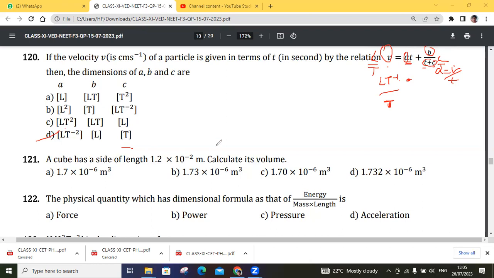121. A cube has a side of length 1.2. Calculate its volume. So volume is equal to length cube. 1.2 cube is 1.728. Here you have to apply significant figures. 10 power minus 6 meter cube will come. But this is 1.2 whole cube, so 1.2 is multiplied 3 times. So it should be 2 significant figures. So 1 and 7. If you round off, you will get 1.7. That is option A.